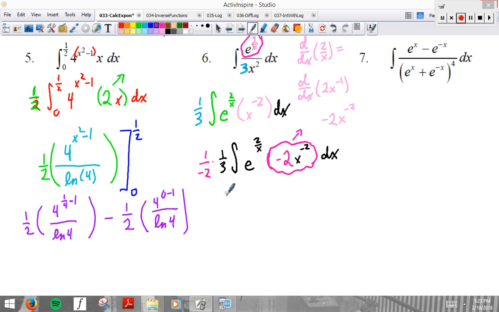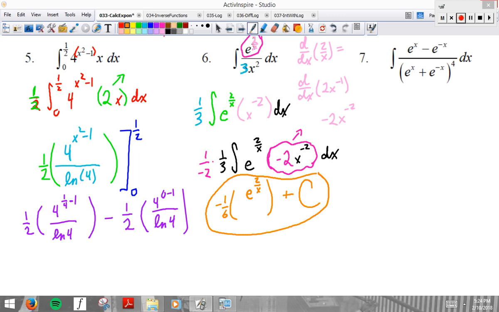Negative 1/2 times 1/3 is 1/6. I don't want to use purple. It's right next to the other purple. Negative 1/6 parentheses. That guy stays the same. You could divide by the natural log of e, but the natural log of e is just 1. So we're just done. So as complicated as that is, that's it. We don't have to write divide by natural log e. If you write divide by natural log e, that's fine.